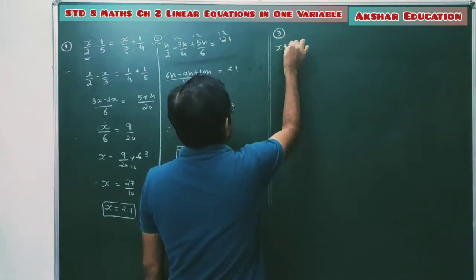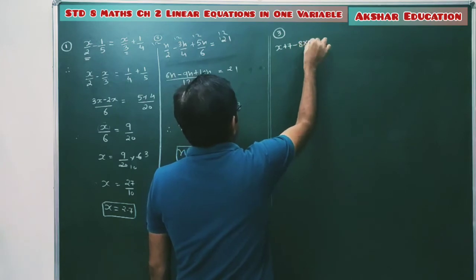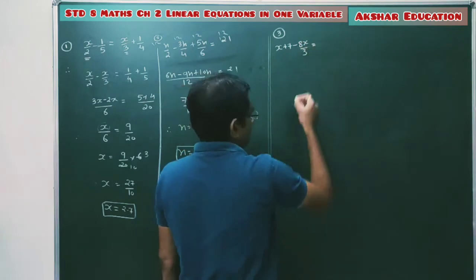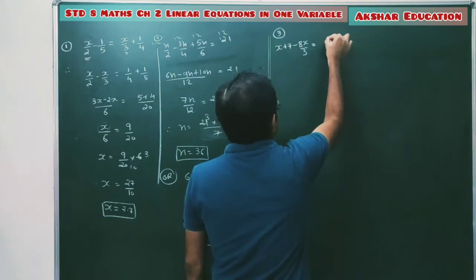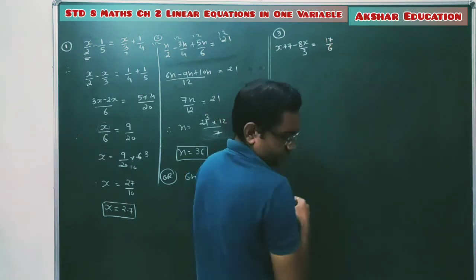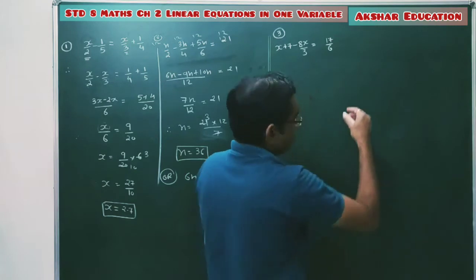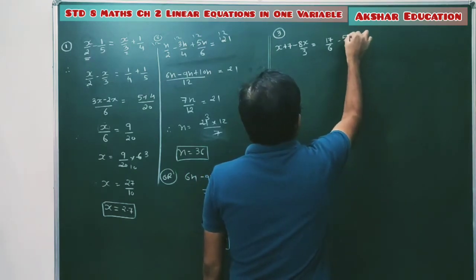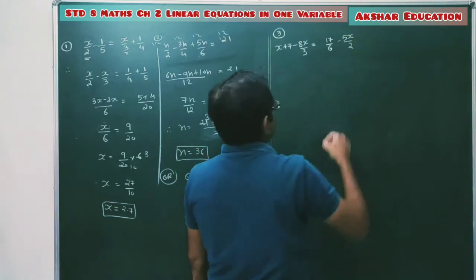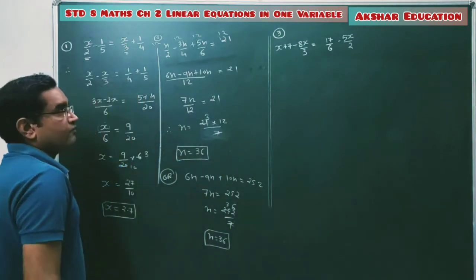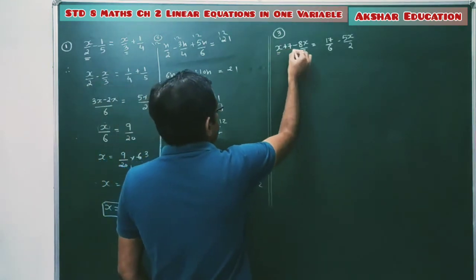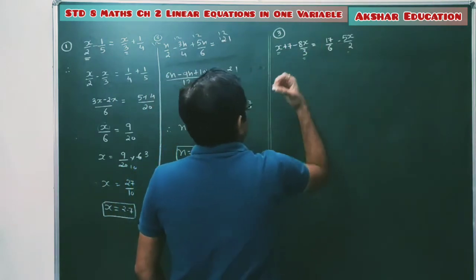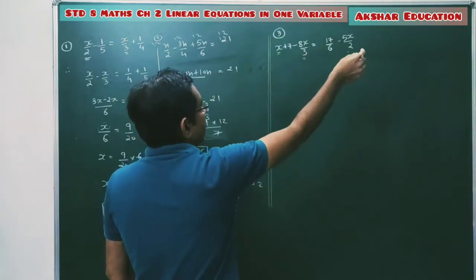x plus 7 minus 8x by 3 is equal to 17 by 6 minus 5x by 2. So here a total of 5 terms are given. We are considering all the terms with x on the same side of the equal to and taking the remaining terms on the right hand side of the equal to.